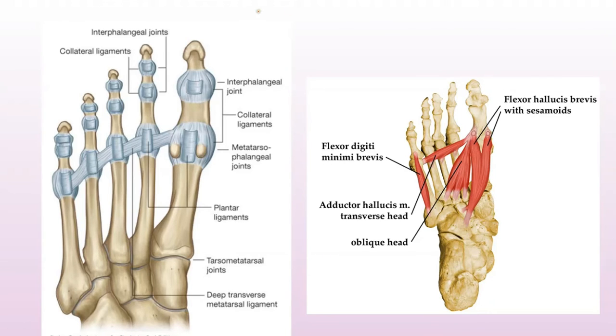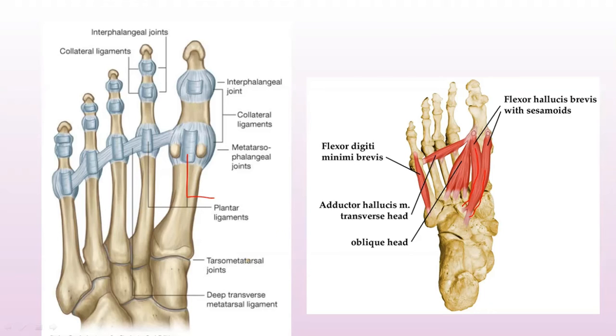Now look at this picture. This is the plantar ligament we have discussed earlier, and this is the first muscle, flexor hallucis, with two heads. The medial head arises from the tendon of tibialis posterior muscle. The lateral head arises from cuboid and cuneiform. It inserts on the proximal phalanx of the great toe, one head on the medial side and the second head on the lateral side, but both heads insert on the proximal phalanx.